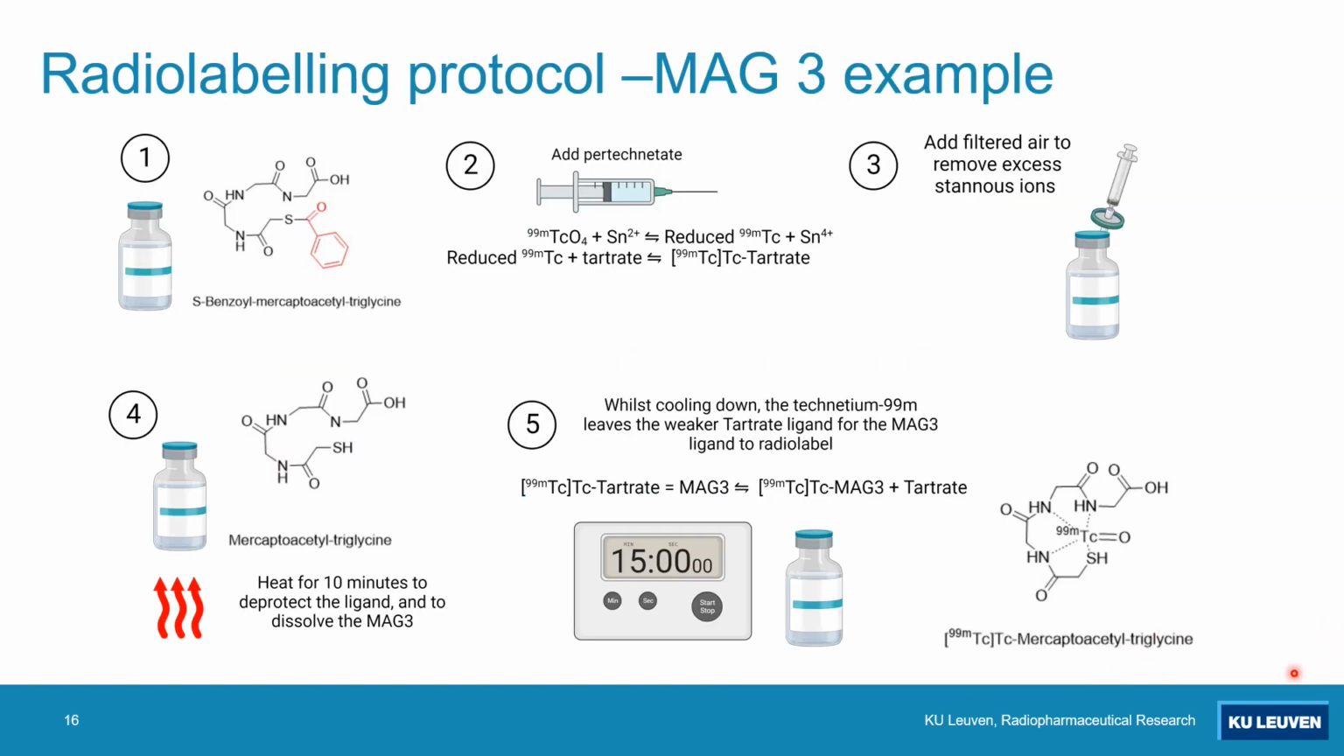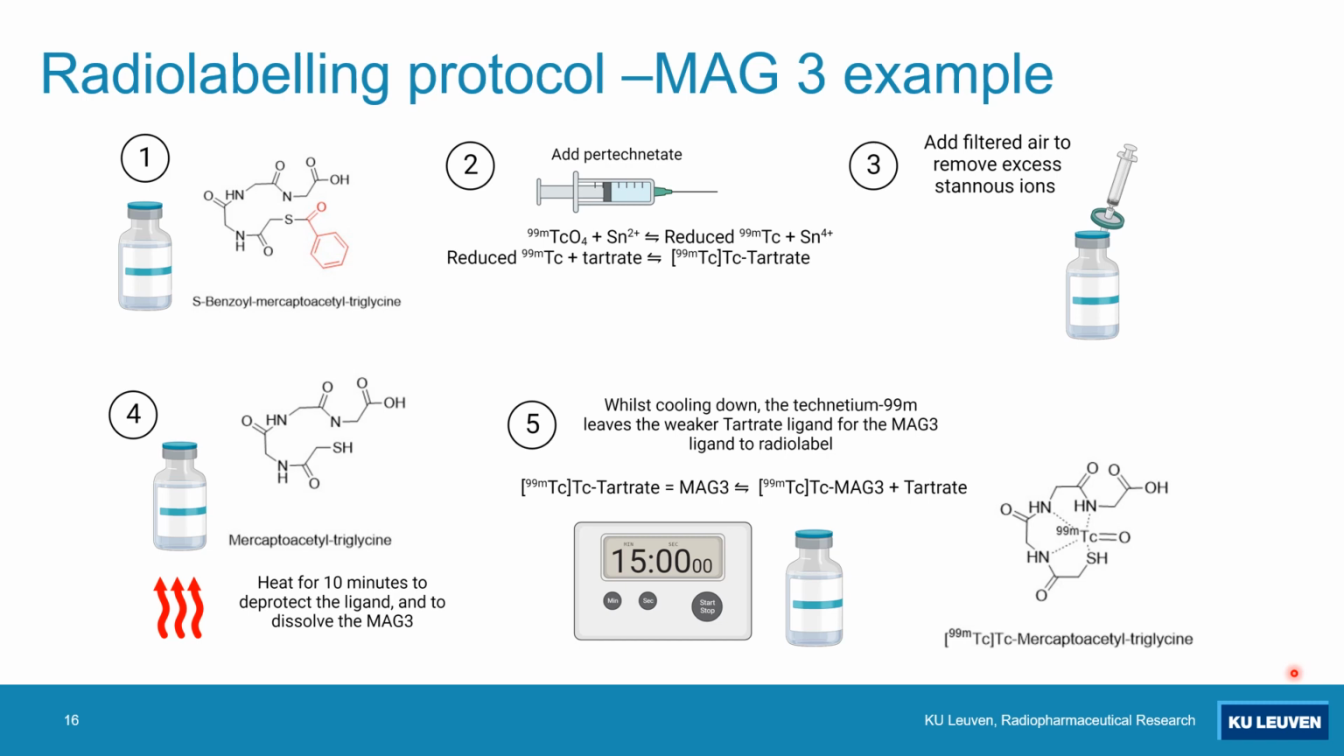The other problem that you can have is when you don't adhere to the radiolabeling protocol. And here I'm going to take MAG3 as an example. It's one of the more tricky ones, and I thought this is just to show you how every step is actually tied into the chemistry and how it's important to follow this.